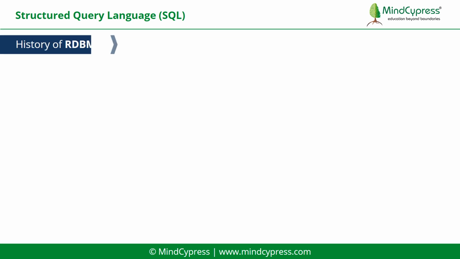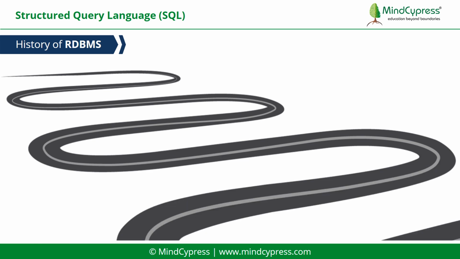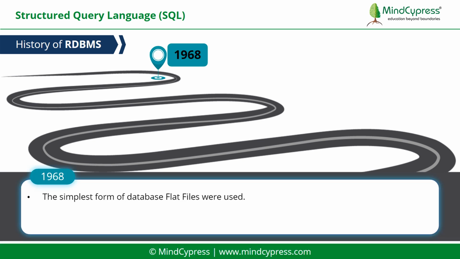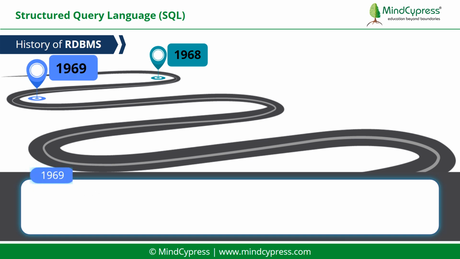Let's discuss the history of RDBMS. In 1968, the simplest form of database, flat files, were used. Processing characteristics were determined by using magnetic tape medium. In 1969, the relational database concept was first published by E.F. Codd.